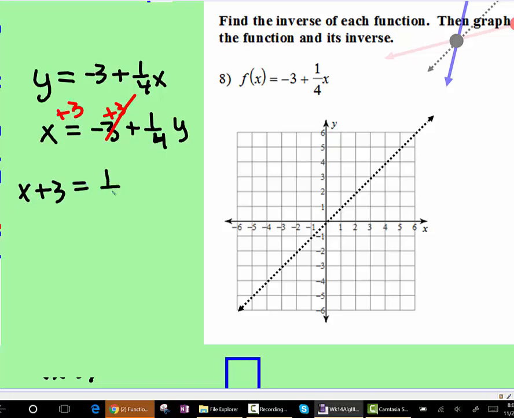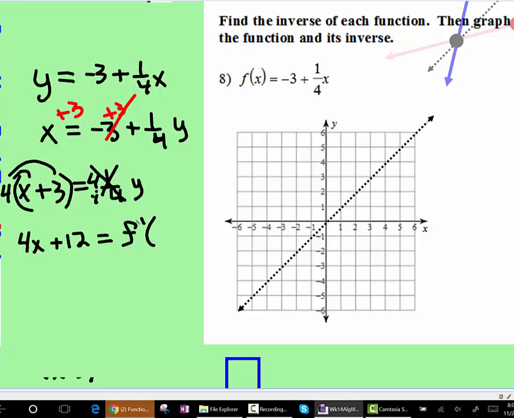And now we have 1 over 4y. Well, it's attached by multiplication, but I don't want to divide a fraction, so I'm going to multiply by the reciprocal. I'm going to do the distributive. So that becomes 4x plus 12 is equal, and then here's your inverse.